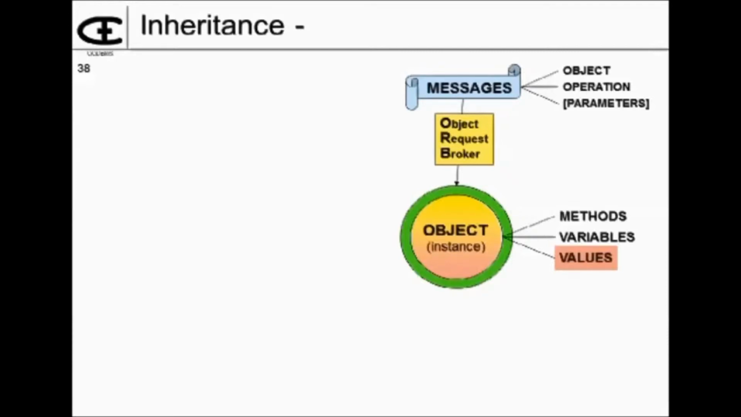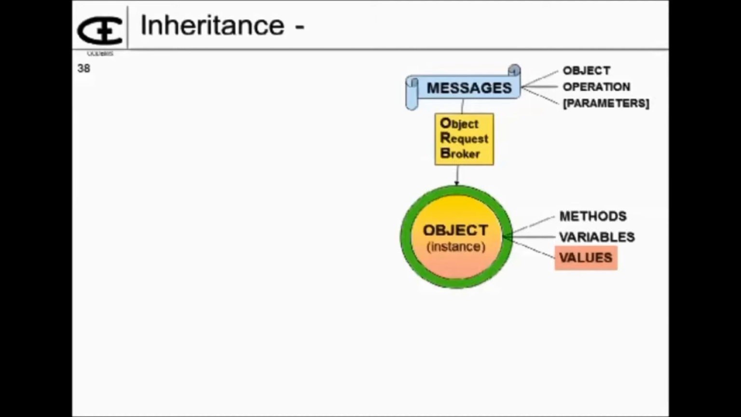The way everything works in the OO world is objects send messages to other objects. And there has to, of course, be a mailman. And that's called the object request broker. And there are standards out there for object request brokers. And the message itself will say, which object am I sending this to? What is the operation that I want performed? And any parameters that are necessary.